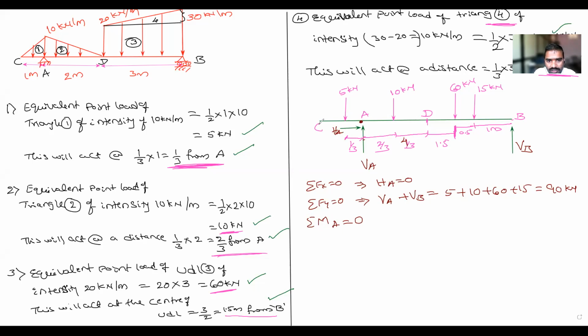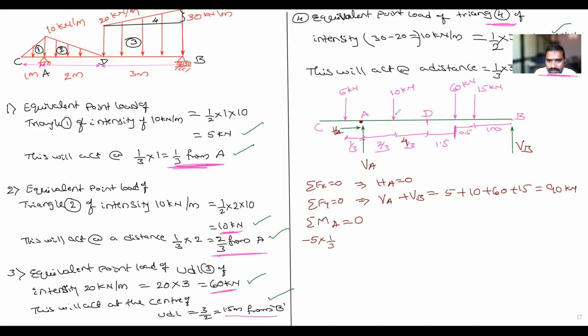So start from C. C to here, how much is it? 5 kilonewton. Will this 5 rotate the beam clockwise or anti-clockwise? Anti-clockwise. Minus 5 into, what is the distance from the 5 kilonewton force up to A? How much is it? 1/3. All of you concentrate.